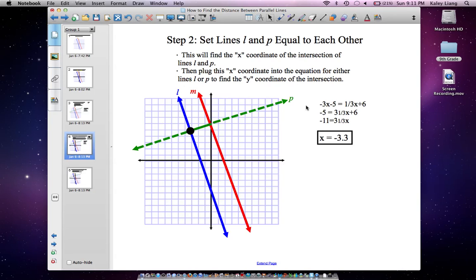And then you plug this x-coordinate into the equation for either line L or P to find the y-coordinate of the intersection. And so I've chosen to plug it into line L's equation, which is y equals negative 3x minus 5. And I plugged negative 3.3 into x and found that y equals 4.9.